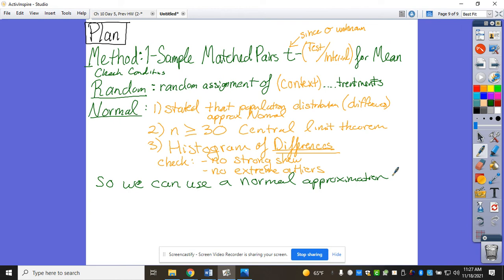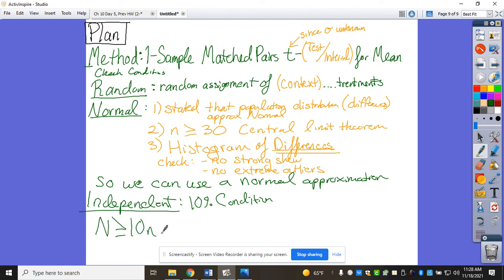Last condition, independent, which is the 10% condition. This is another one of those that gets to be a funny area. No, I don't want to mention that. Same way we've always done it.